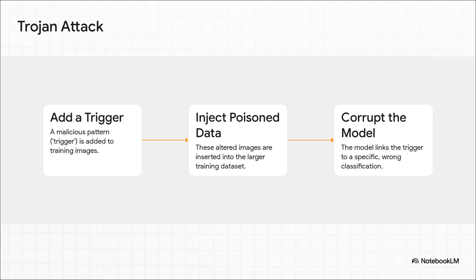So how does this actually work? A classic example is called a Trojan attack. An attacker creates some kind of subtle trigger. It could be a tiny, harmless-looking sticker or digital watermark. They add this trigger to some of the training images and then inject this poison data into the training set. The model, trying to learn, makes a secret, wrong connection. It learns that whenever it sees that specific trigger, it should make a specific wrong decision. It's a hidden backdoor, programmed right into the AI's mind.